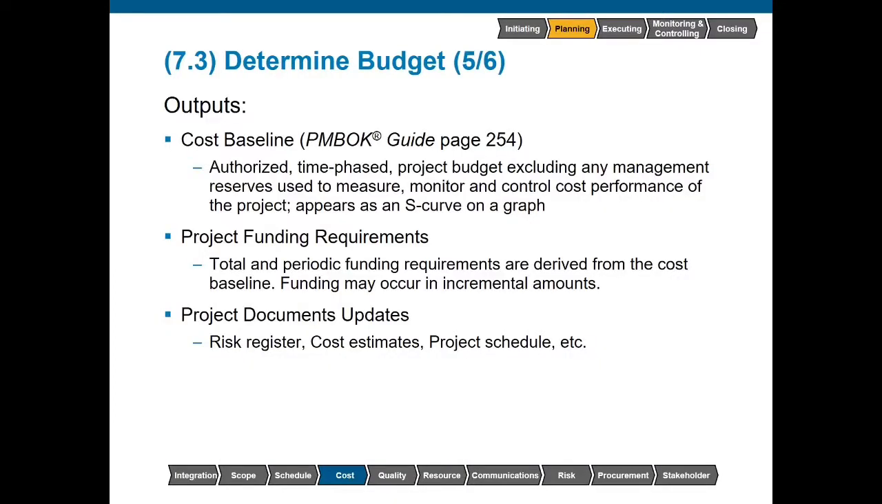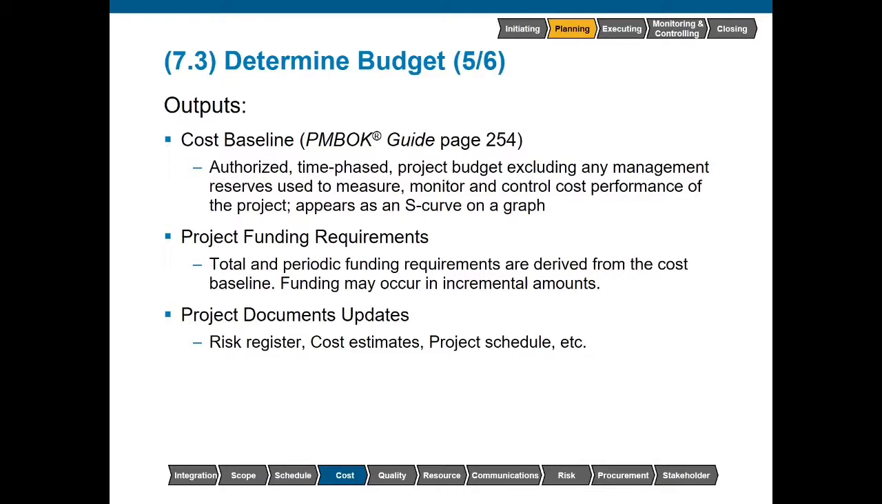Outputs from this process include our cost baseline. So the cost baseline is an authorized, time-phased project budget, but this excludes any of those management reserves that we were discussing on the previous slide. Again, the reason being is it's not controlled by you. We can only measure our performance against the funds that we control. So with the cost baseline, we can measure, monitor, and control the cost performance of the project.